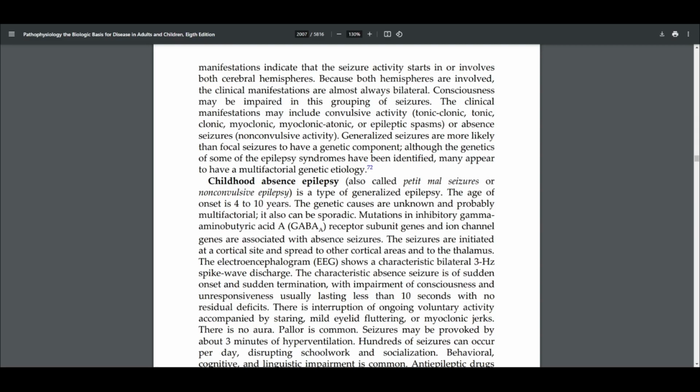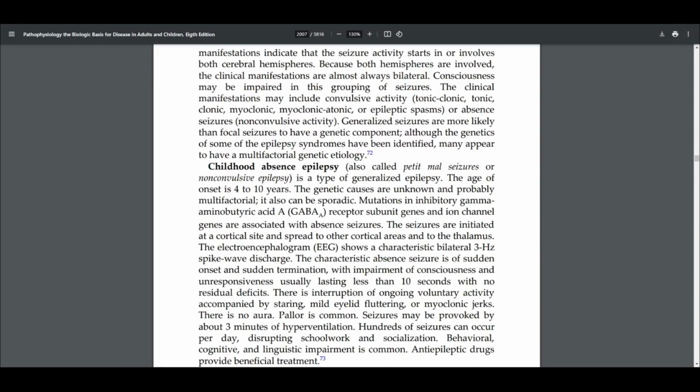Because both hemispheres are involved, the clinical manifestations are almost always bilateral. Consciousness may be impaired in this grouping of seizures. The clinical manifestations may include convulsion or convulsive activity, or absence seizures. Generalized seizures are more likely than focal seizures to have a genetic component, although the genetics of some of the epilepsy syndromes have been identified. Many appear to have multifactorial genetic etiology.